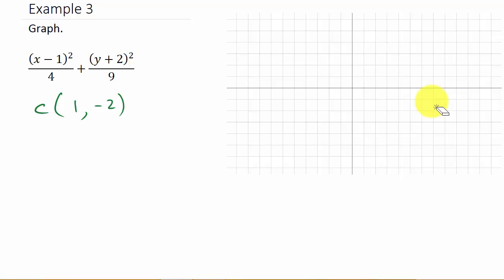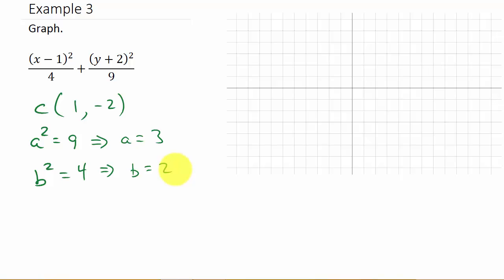Now let's go ahead and get a squared. Well, a squared is 9. Remember, a squared is the larger of these two. So a squared is 9, which implies a equals 3. And then b squared is equal to 4, which implies b equals 2.